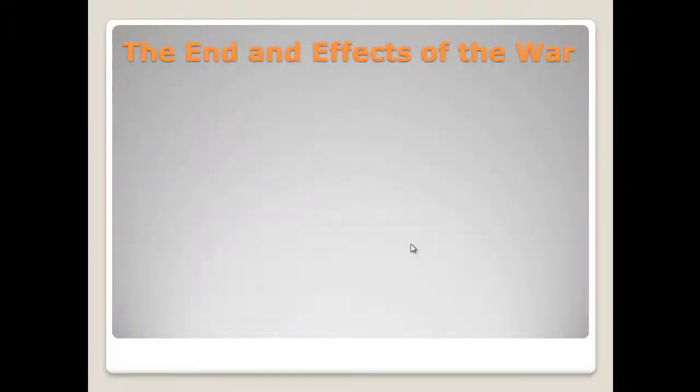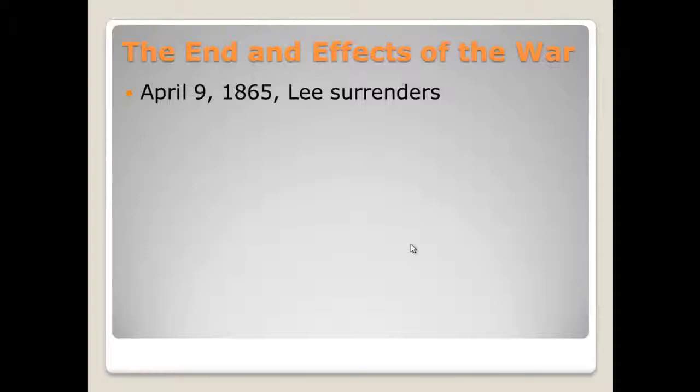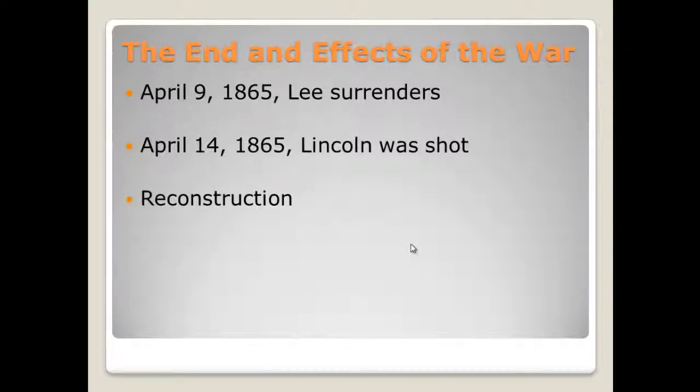All right, we'll talk about the end of the war and the effects of the war. On April 9th, 1865, General Robert E. Lee of the South surrenders. For all intents and purposes, the Civil War is over, although some fighting still does occur. 5 days later, on April 14th, Lincoln was shot, and then Vice President Johnson becomes president. And then we go through an era known as Reconstruction.